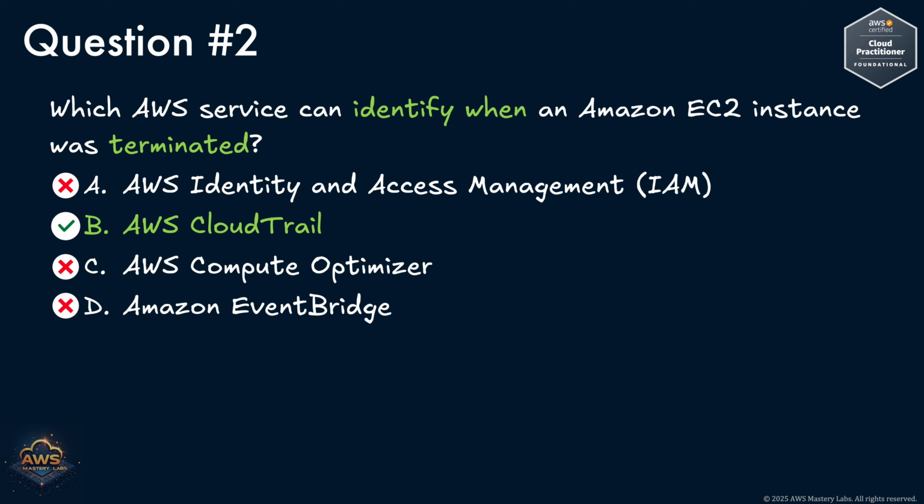You can query it later to find exactly when and how it happened. This is the only service among the choices that is purpose-built to answer the question being asked. Correct, because CloudTrail provides complete historical visibility into EC2 termination events.